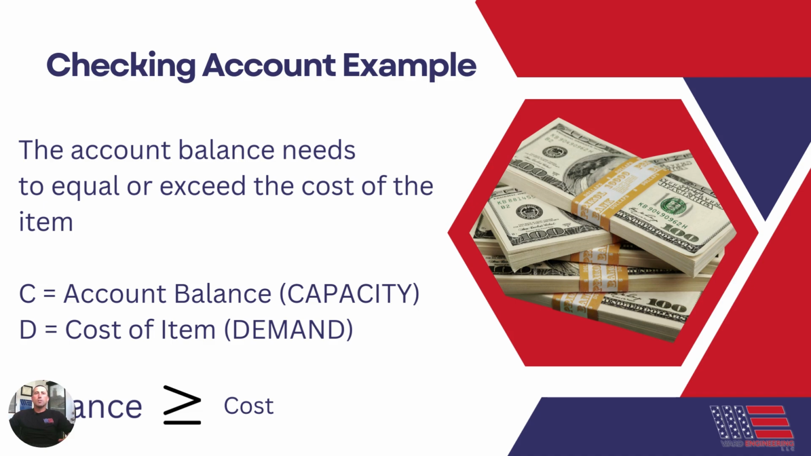In this case, C would be our account balance. That's your capacity. D is the cost of the item. That's the demand. So simply put, the balance in the checking account has to be greater than or equal to the cost. If you want to buy the bike for $100, you need to have at least $100 in the checking account. It's really that simple.